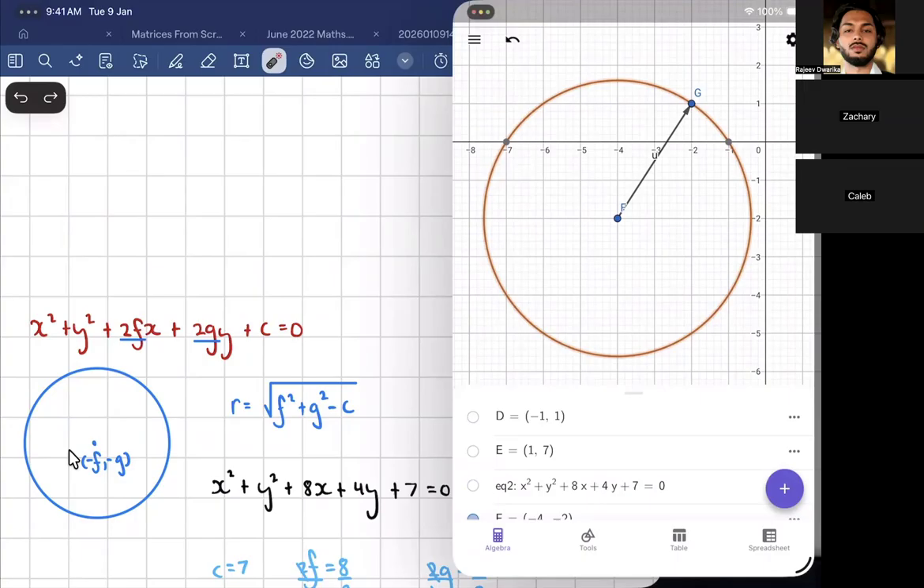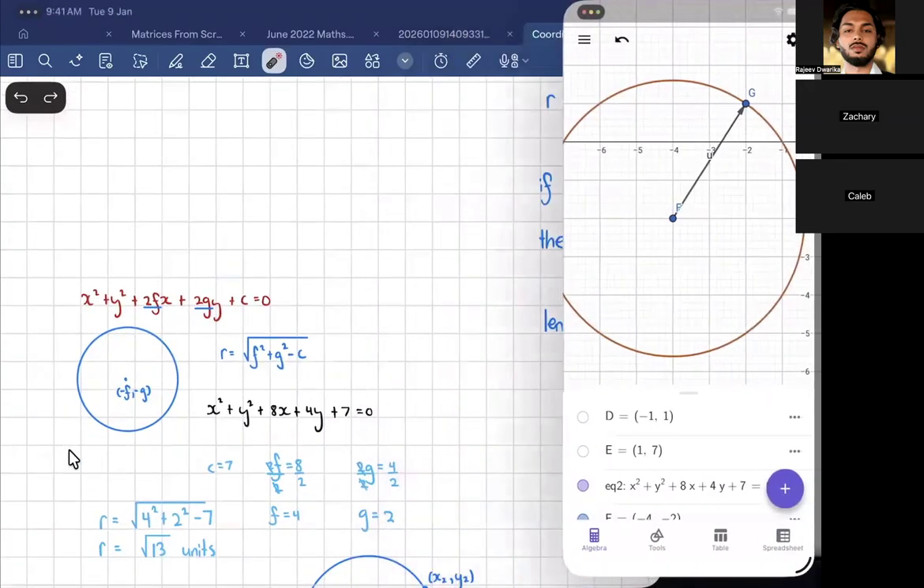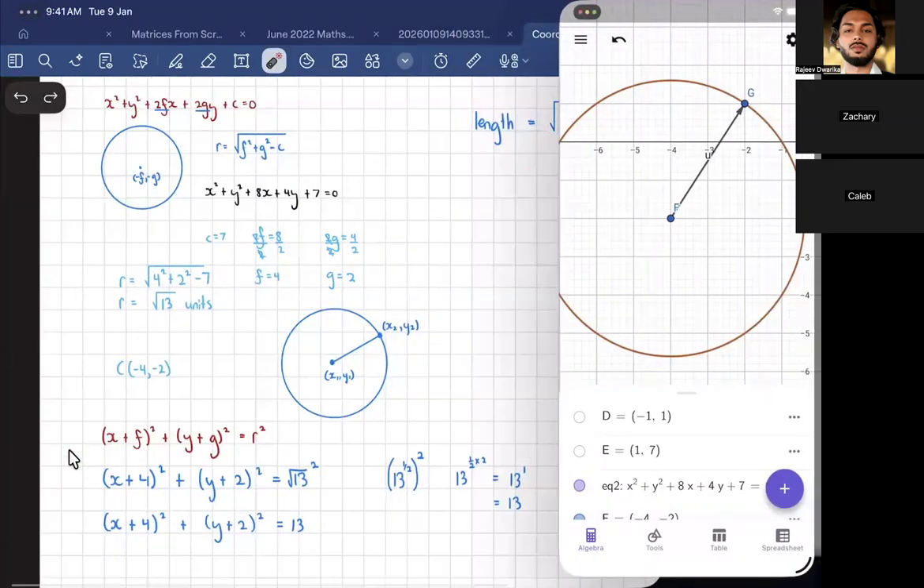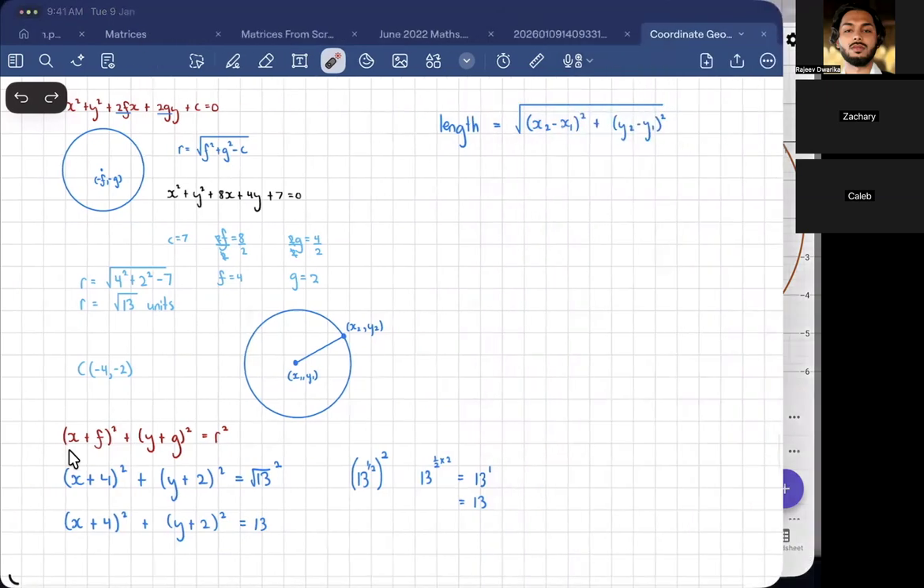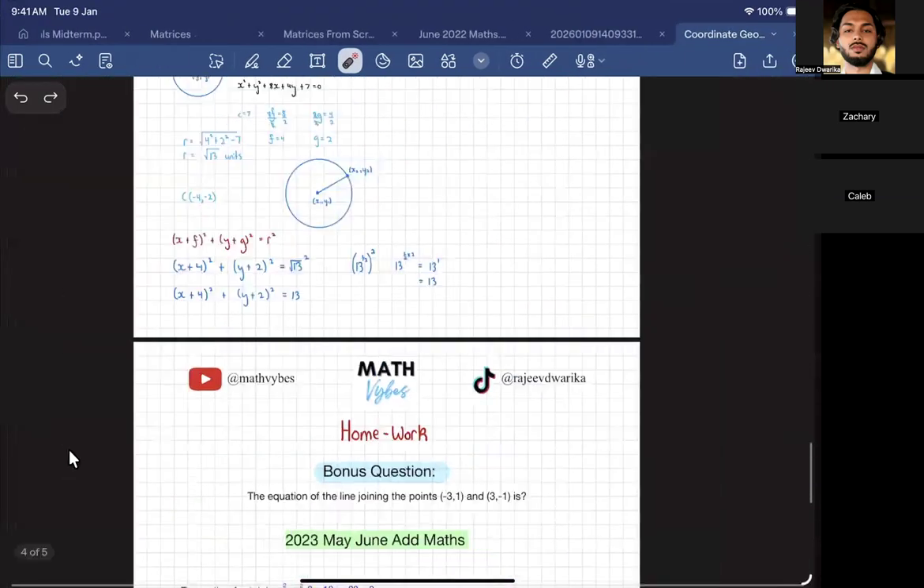Zachary, you're seeing it's the same thing, right? Yes, sir. Okay, which form do you prefer? The general form or the standard form? I like the general form more. Okay. Let me show you something though, and I think you'll need to see this for yourself.